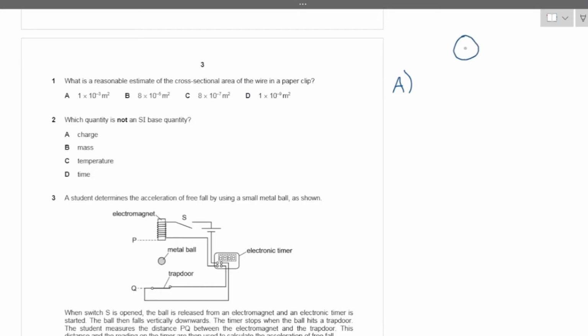We assume it's a circle. What could be its diameter, right? Now we assume that its diameter should be 1 millimeter, which is a reasonable estimate because if you think about it, otherwise 1 centimeter is not a reasonable size for a wire. That's too thick for a wire. So around 1-2 millimeters is a reasonable size for a wire and paperclip. So now let's do the calculation, right?